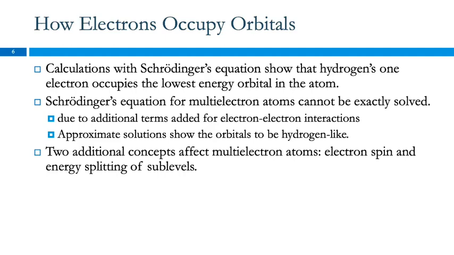So Schrodinger's equation can be solved for hydrogen, and calculations show that that one electron is going to occupy the lowest energy orbital in the atom. Exact solutions aren't possible for multi-electron atoms because there are additional terms for the electron-electron interaction, but approximate solutions show those orbitals to be very much like hydrogen's orbitals. And so we're going to call that good enough. The additional concepts that affect multi-electron atoms are electron spin and the energy splitting of sublevels, and that really complicates things.